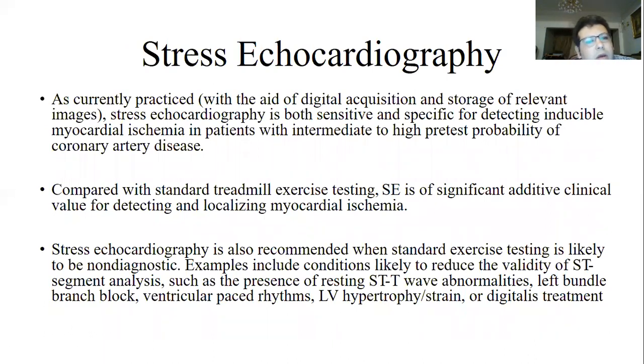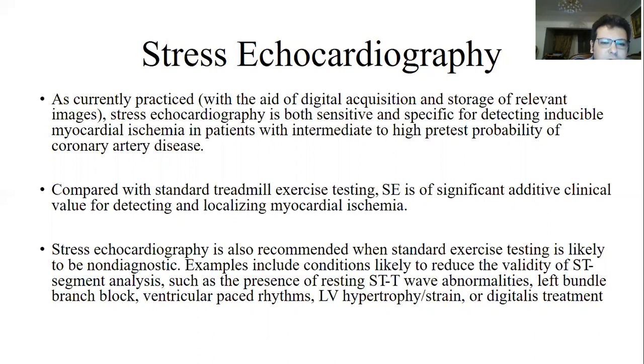Stress echo. As currently practiced with the aid of digital acquisition and storage of relevant images, stress echocardiography is both sensitive and specific for detecting inducible myocardial ischemia in patients with intermediate to high pretest probability of coronary artery disease. Compared with standard treadmill exercise testing, stress echo is of significant additive clinical value for detecting and localizing myocardial ischemia.